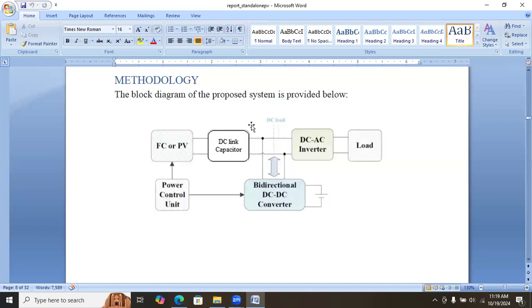So the battery can be either charged or discharged depending upon the load demand and power generation. If the load demand is less than that of power generation, the bidirectional converter will act as a buck converter and the battery will be charged. If the load demand is higher than that of power generation, this converter will act as a boost converter and the battery will be discharged and provide the supply to the load.